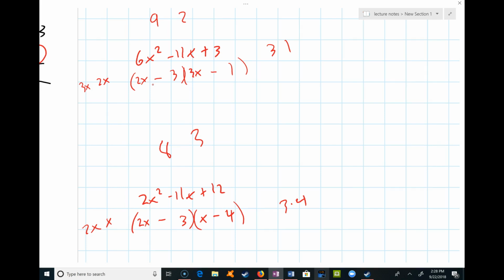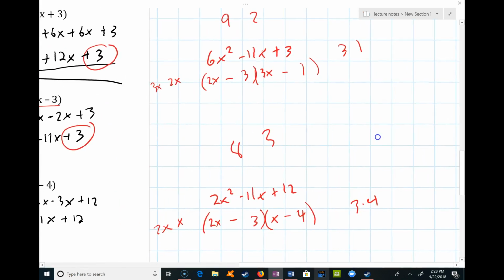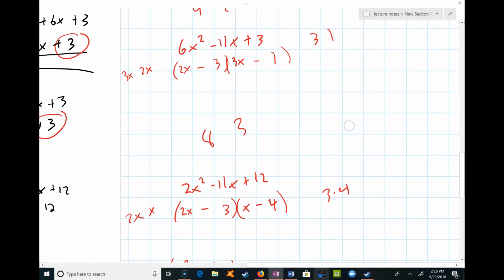Okay, so I think I'm going to end this now. To give you an idea, I will produce another video where I'll just be doing a bunch of factoring and looking for these different patterns. All right.